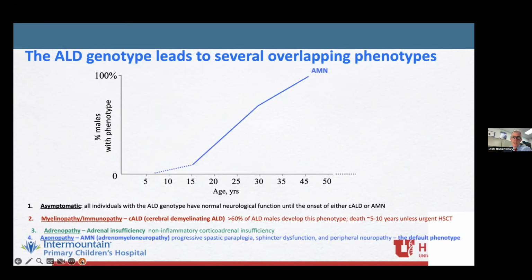And then finally, AMN also seems to be progressive and nearly complete, again, from this classical view of men who have ALD. And so as you progressively get older and have ALD, your risk of having these disease phenotypes also approaches 100%.